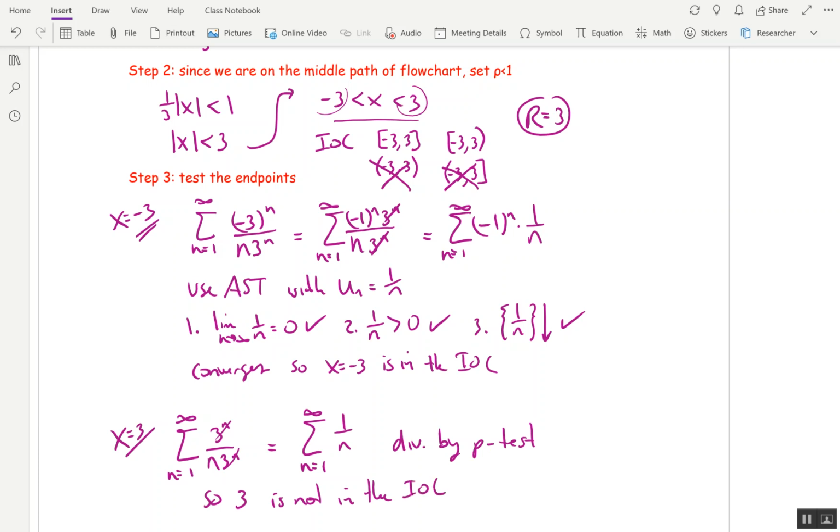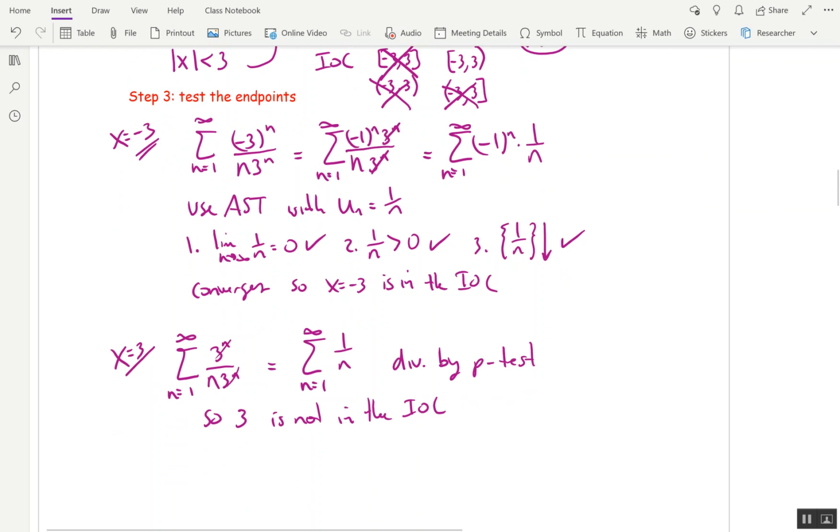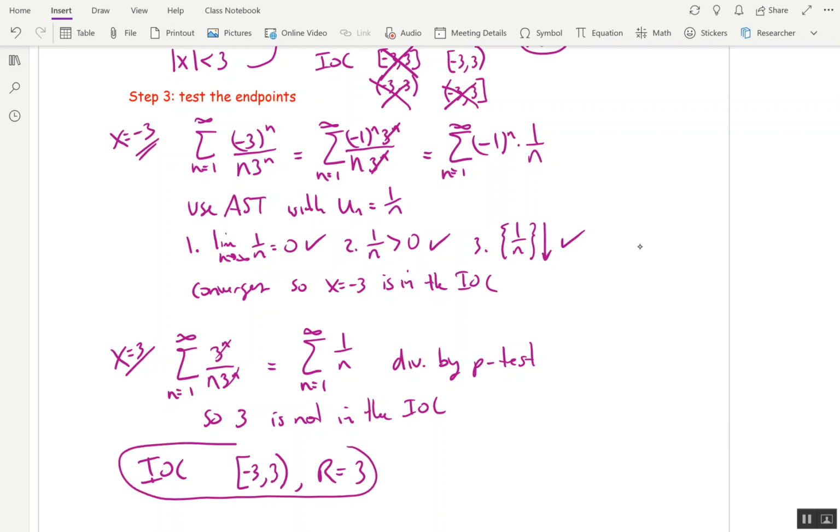So of our 4 possibilities above, the only one that works is -3 is included and +3 is not. And my radius is 3. And that is a typical power series problem. All right, moving on.